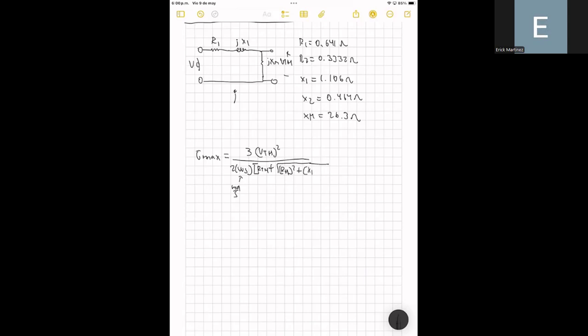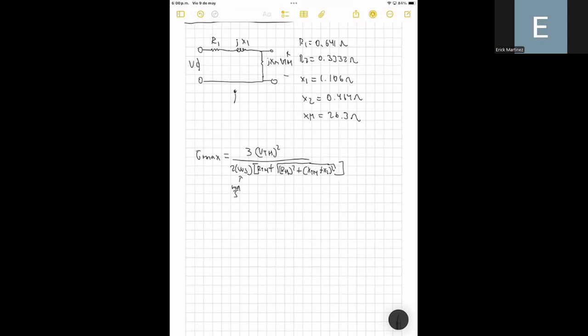squared plus XTH plus X2, all squared. And this is the maximum torque that we need to take into account. Well, this is the expression. So the first step is to compute the Thevenin impedance based on this circuit, okay?